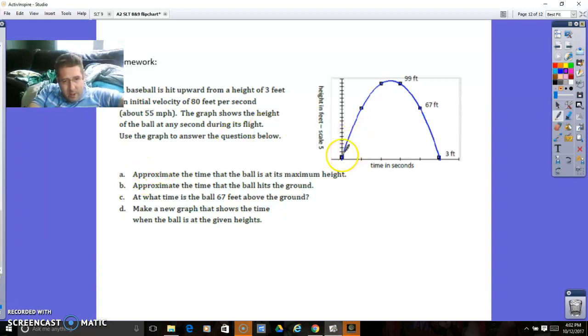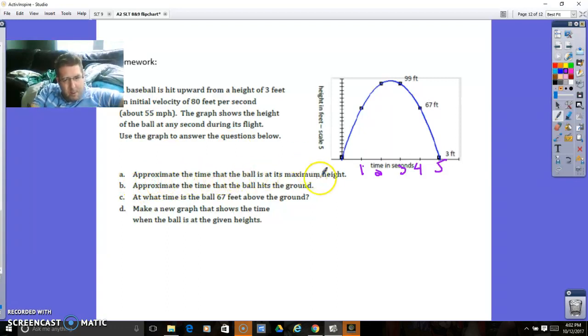At the very beginning, it's going up 80 feet per second. But by the time it hit the first second, it had only gone 67 feet. And by the second second, it had gone 99 feet. And then at the third second, it's also at 99 feet. And at the fourth second, it looks like it's 67. And at the fifth second, it looks like it hits back down to 3 feet.